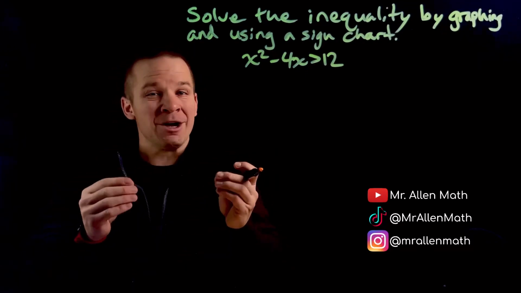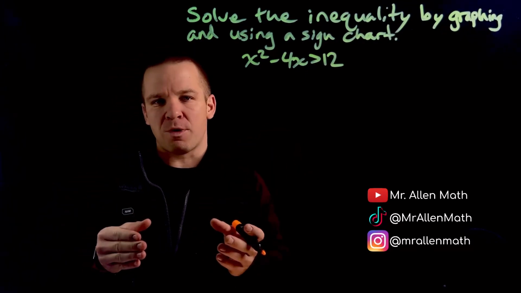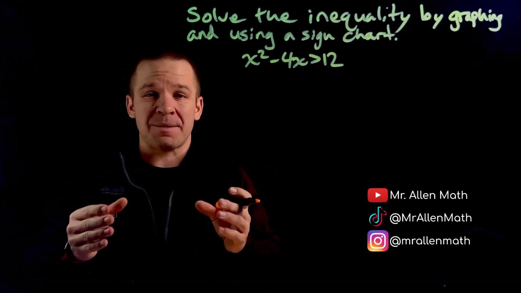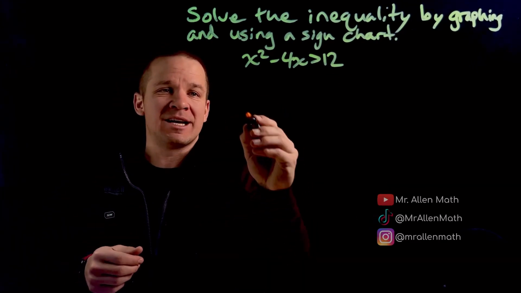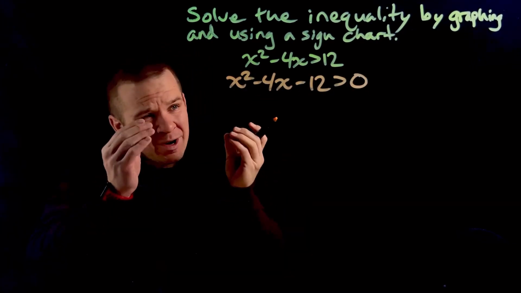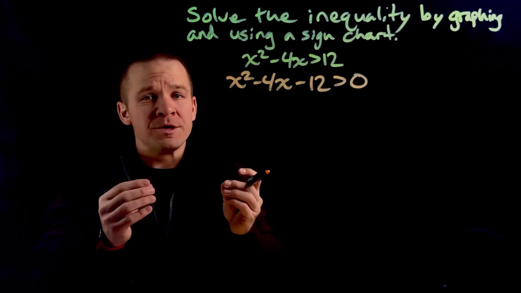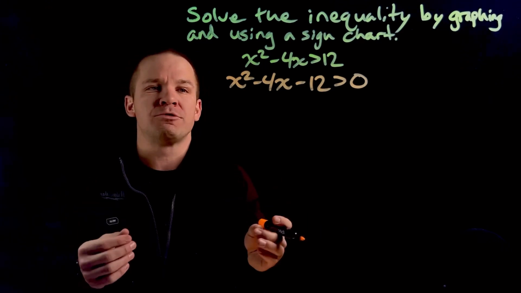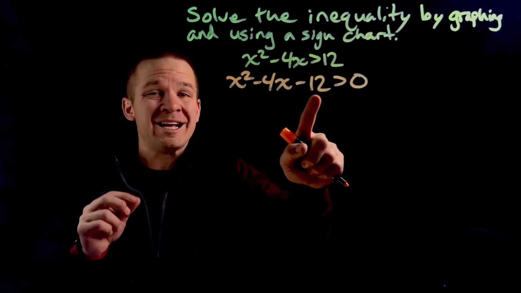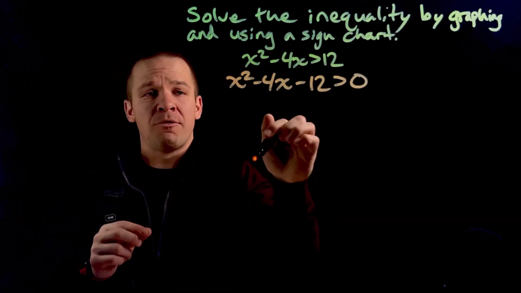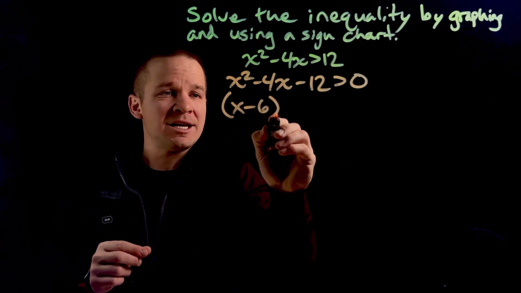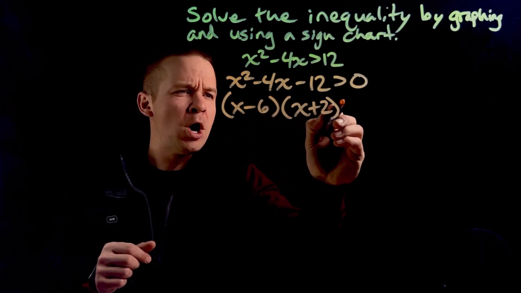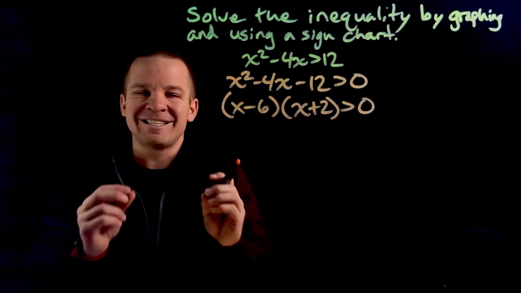We're about to solve this inequality by both graphing and algebraically using a sign chart. But the first step is the same. I want 0 on that right-hand side. When I'm solving a quadratic, I'm always going to look to factor first. That's my go-to method. Then, quadratic formula. But it looks like something will multiply to negative 12 and add to negative 4. That's going to be x minus 6 and x plus 2. Boom. That's awesome. It's fantastic.